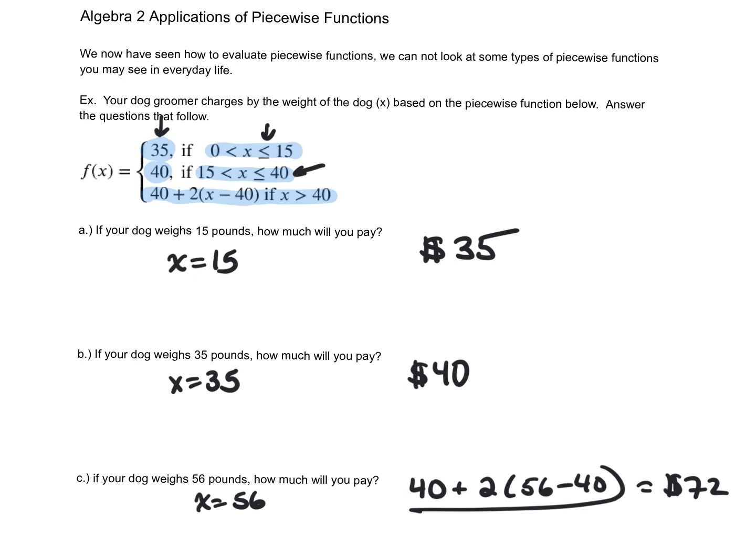So that's an example of a pricing structure where things cost different amounts at different levels of pricing. So you just figure out which piece of the function you're going to use it in.